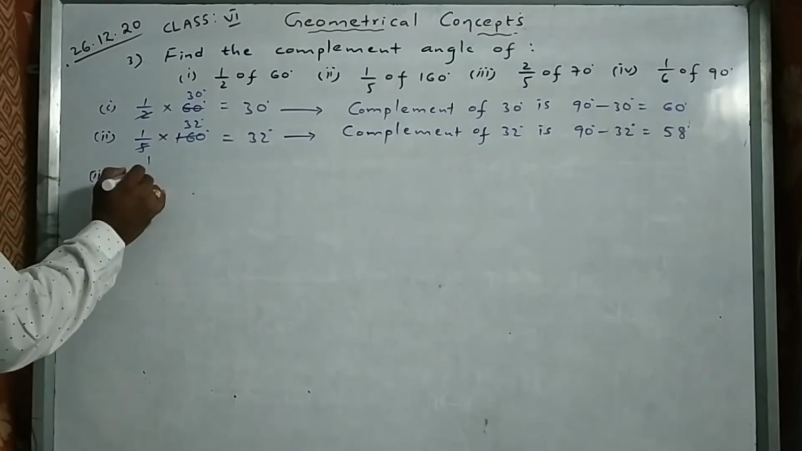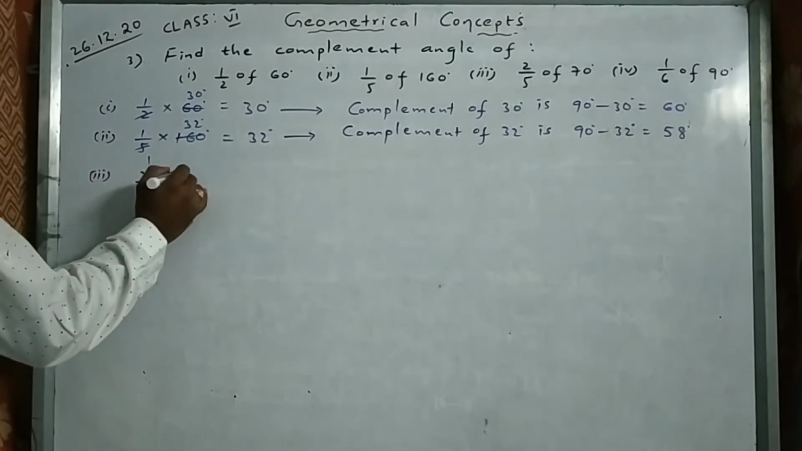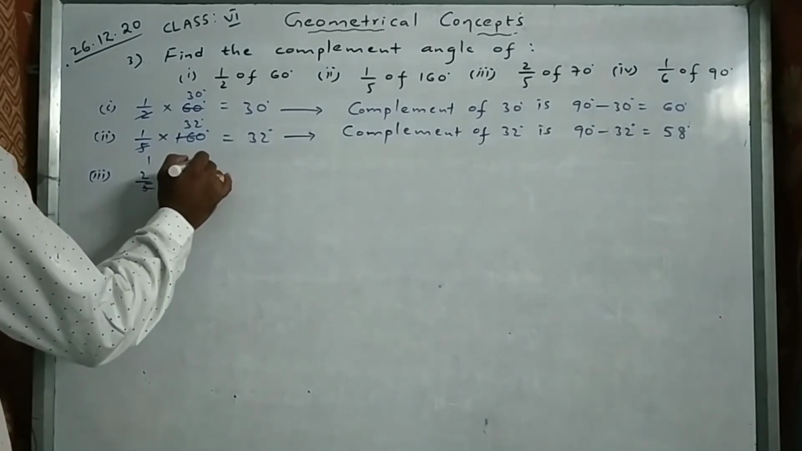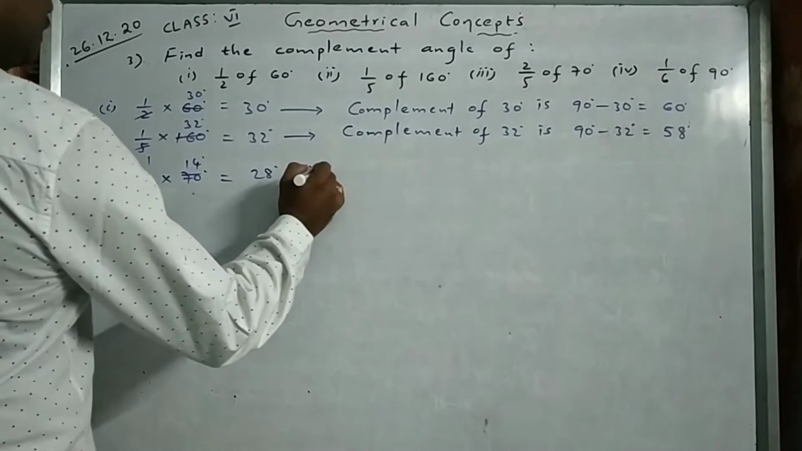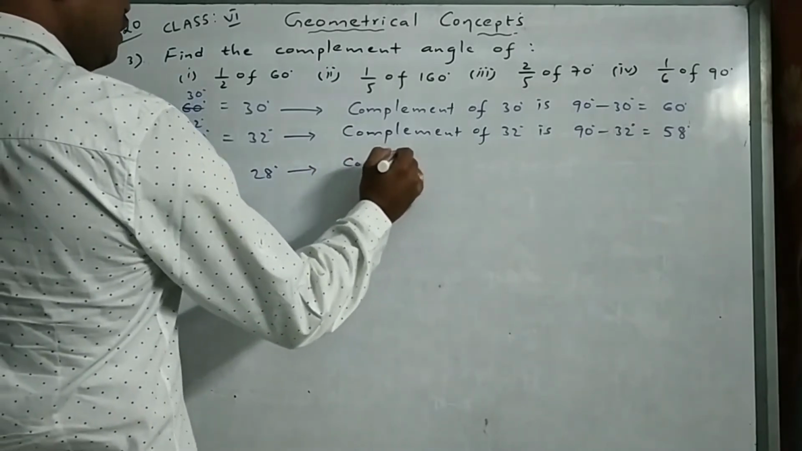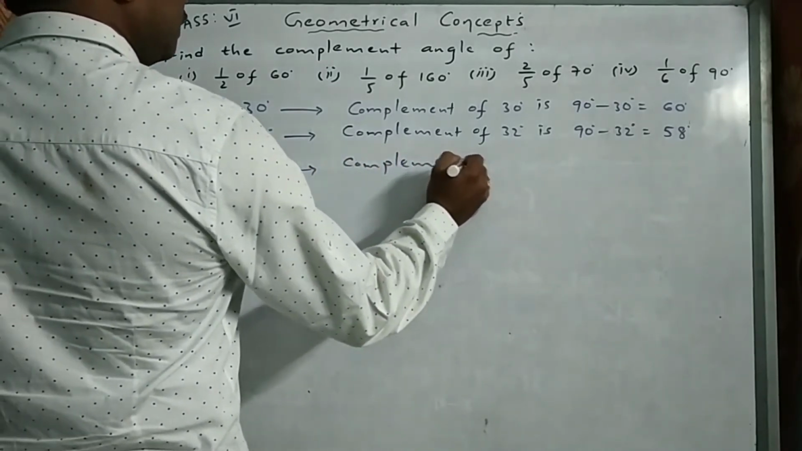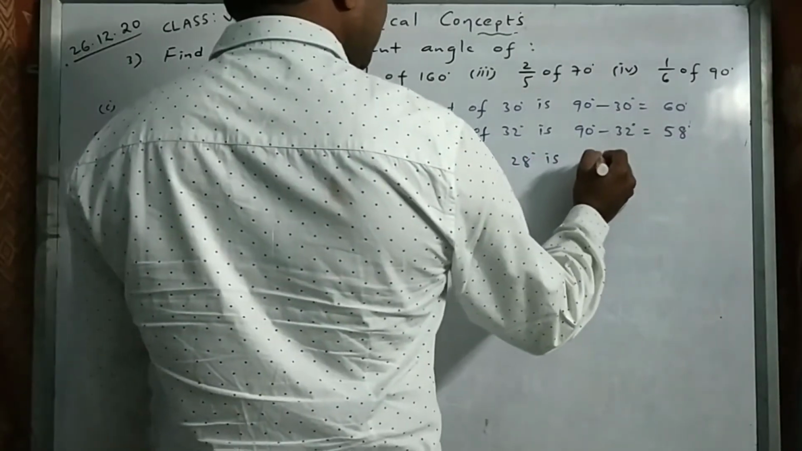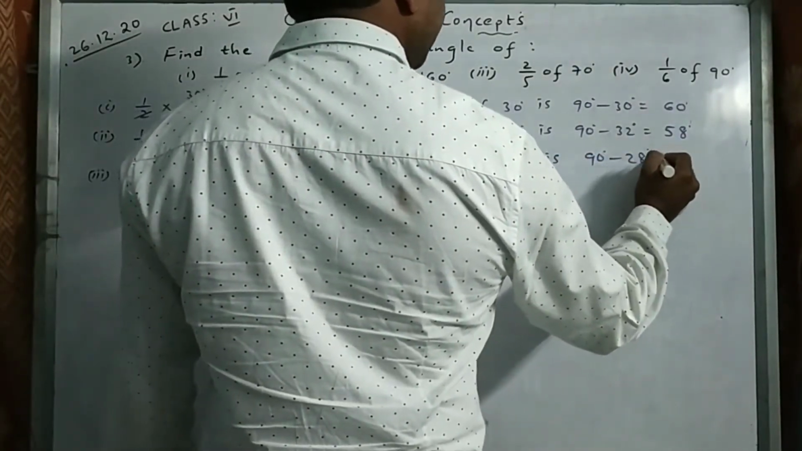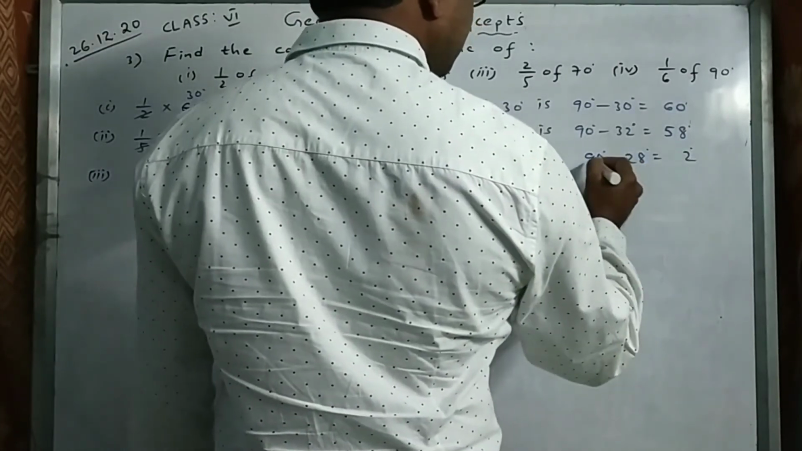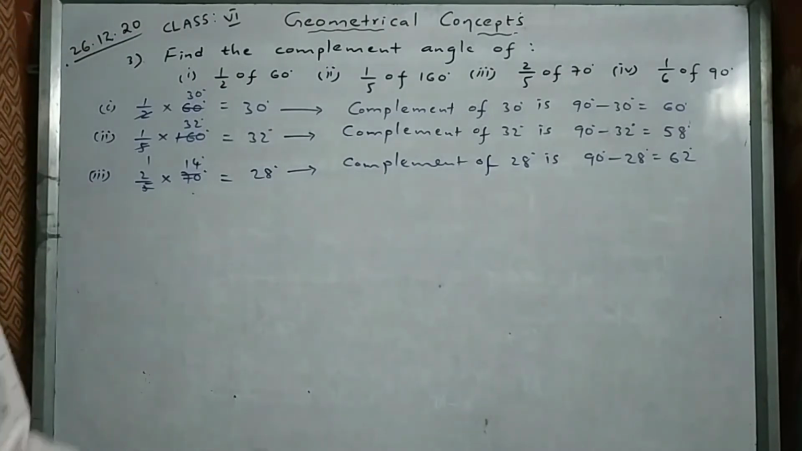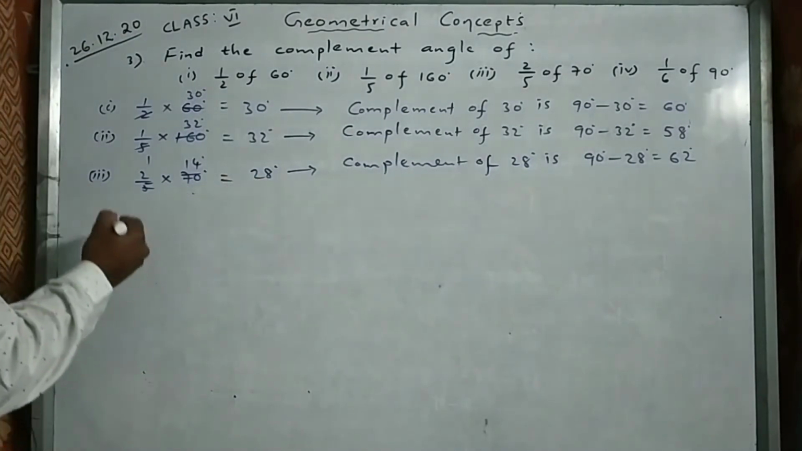Third, 2 by 5, half means multiplication, of 70. 5 ones are 5, 5 fours, 28 degrees. So the complement of 28 degrees is 90 minus 28, which is 62. Now 62 plus 28 makes 90 degrees, right?